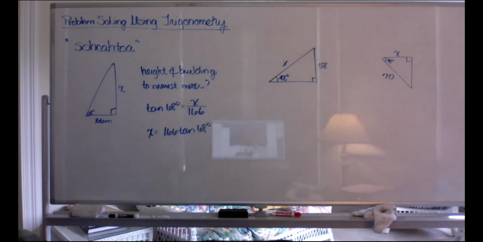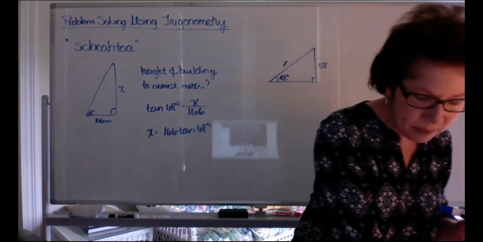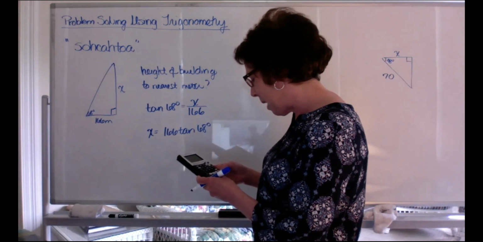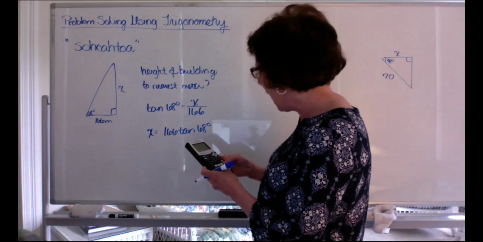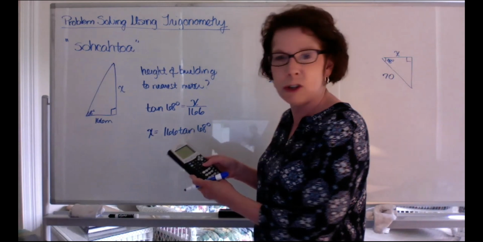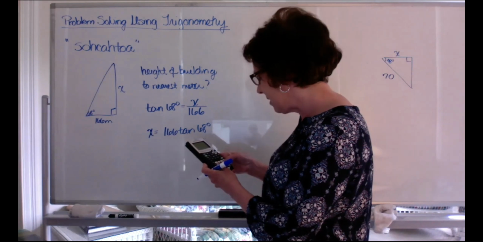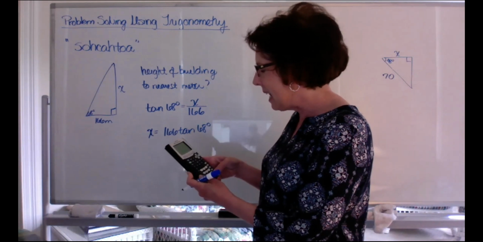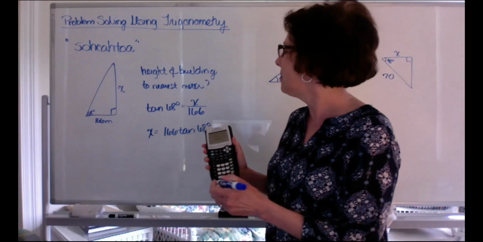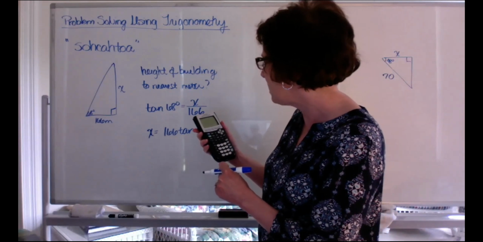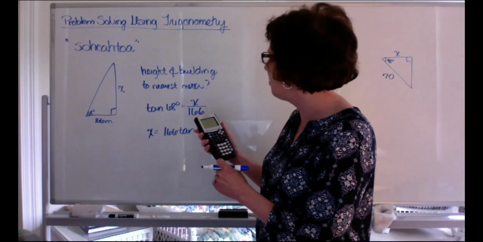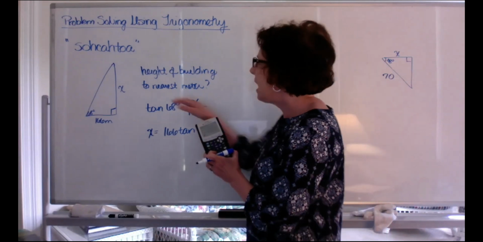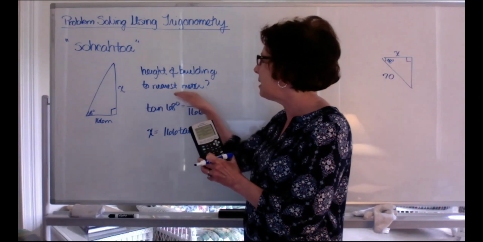Okay, so get your calculator out. Let's do it with me. We're going to multiply 166 times the tangent, so hit your tangent key, and then hit 68 degrees and hit enter. And there it is. I'm getting 410.8644. Now, it tells me to give the height to the nearest meter.